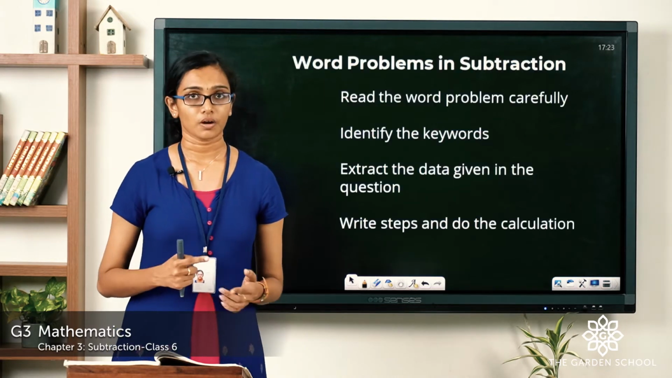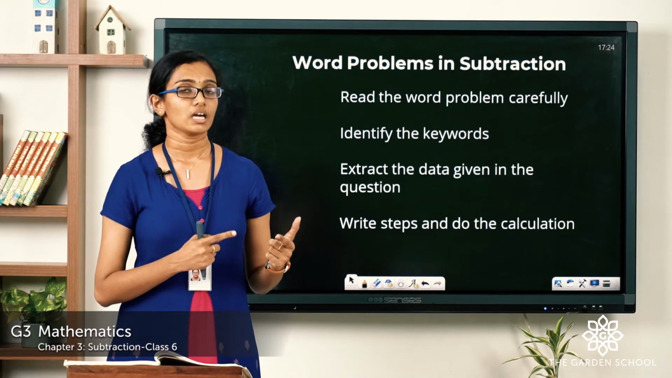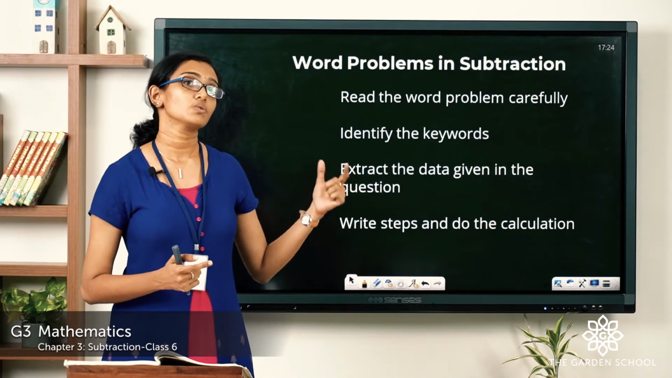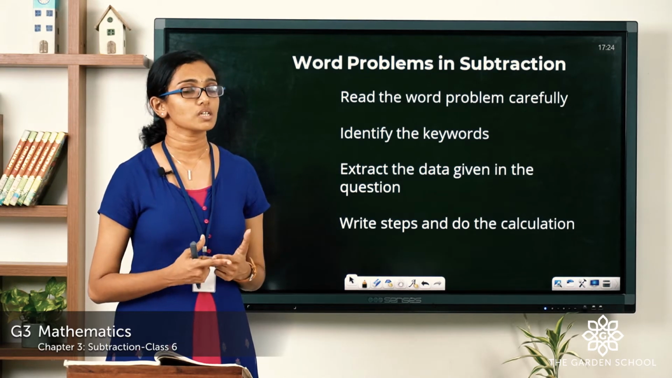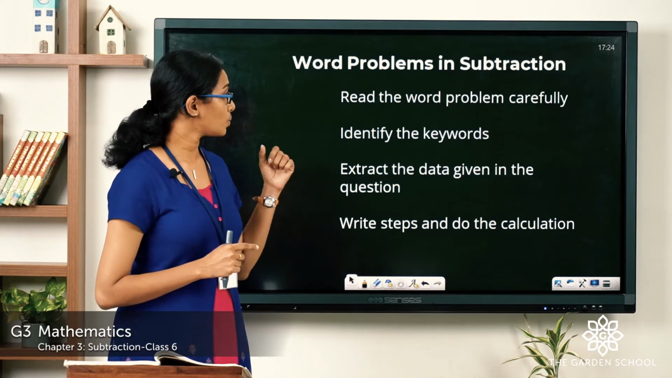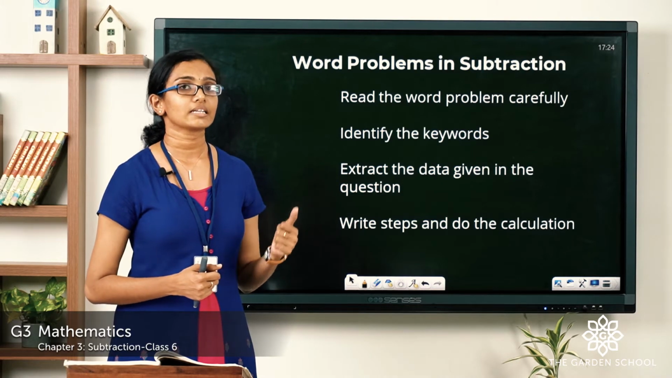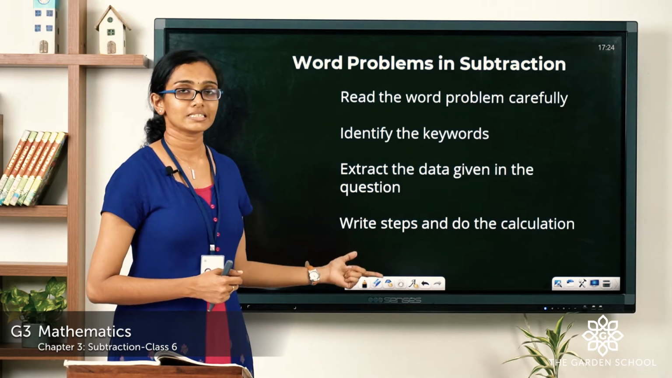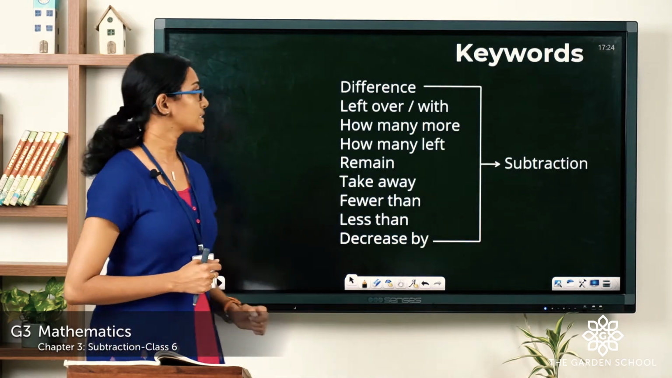So when you get a word problem, what should you do? You should first read the question thoroughly, and understand what the keywords given in the question are. You have to identify the keywords which will give us a clue to which operation we have to perform to find the required solution. Once you identify the keywords, what do you do next? You have to extract the given data from the question, and from the data you write steps, then you do the calculation. So let's first see one example.